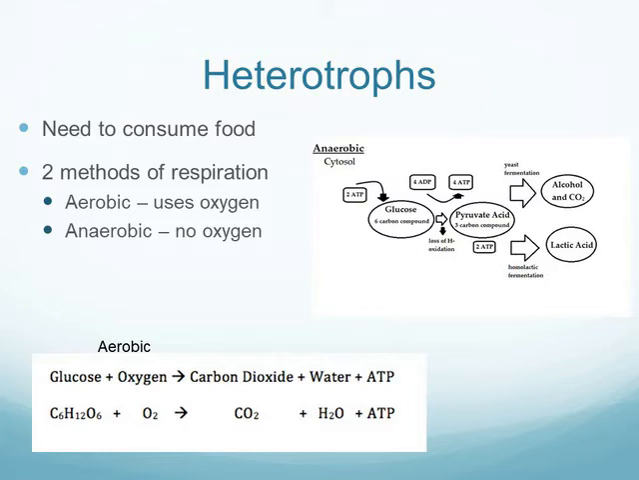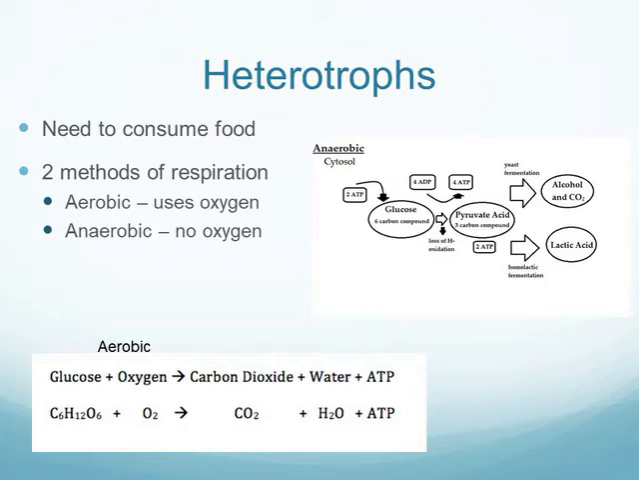Next is heterotrophs. Heterotrophs, unlike autotrophs, cannot produce their own energy, so they need to eat their energy. So a good example are humans. Humans are heterotrophic. We need to consume our food in order to get our energy. But in bacteria, you have two modes of respiration for heterotrophic bacteria. You have aerobic bacteria and you have anaerobic bacteria.